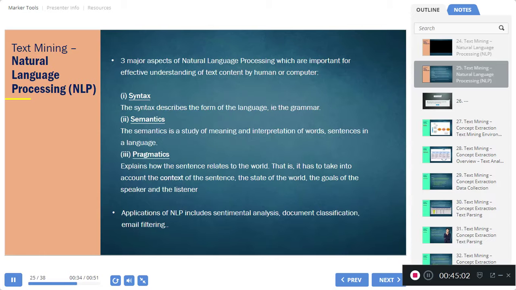That is, it has to take into account the context of the sentence, the state of the world, the goals of the speaker and the listener. Applications of NLP include sentiment analysis, document classification, email filtering.